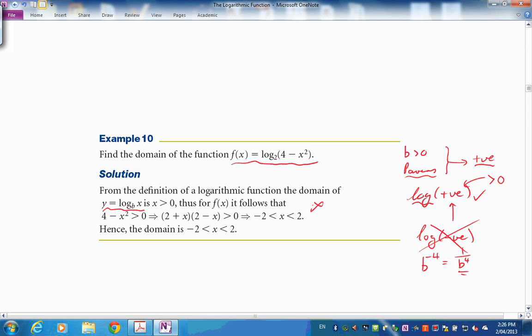Therefore, over here, if we're finding the log of 4 take x squared, then 4 take x squared must be greater than 0. And so when is 4 take x squared greater than 0? Well, you might do it like this, which might be easier: add x squared to both sides. So here x squared must be less than 4.